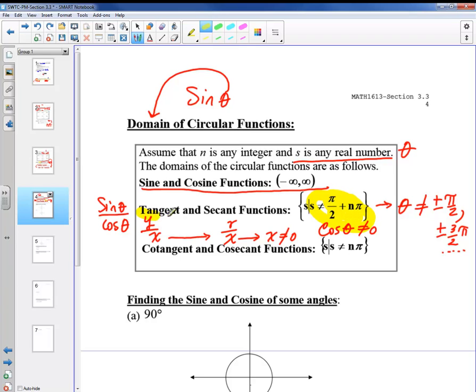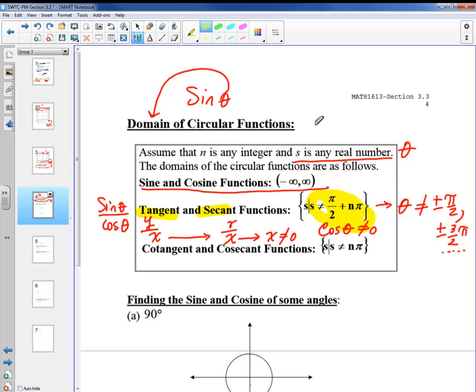That for secant and for tangent, that angle cannot be a positive and negative pi over 2, positive and negative 3/2 pi. If you need to think in degrees, that's okay. But remember what I've said a couple of times: you have to get used to radians. So yes, this is 90 degrees and 270 degrees, positive and negative. So that's what makes cosine 0, and it will make tangent and secant undefined.